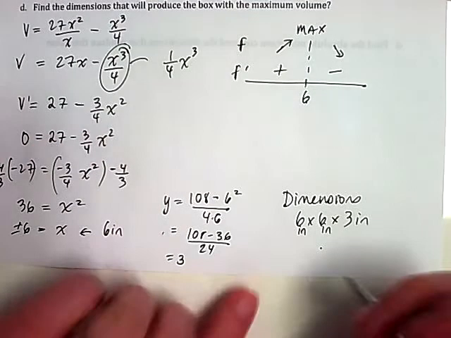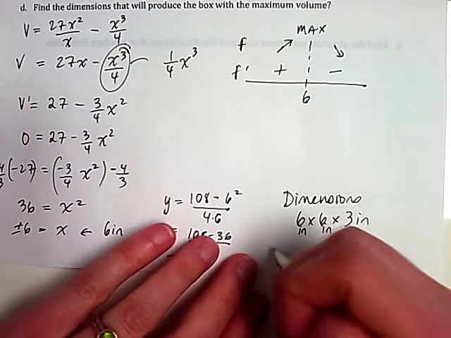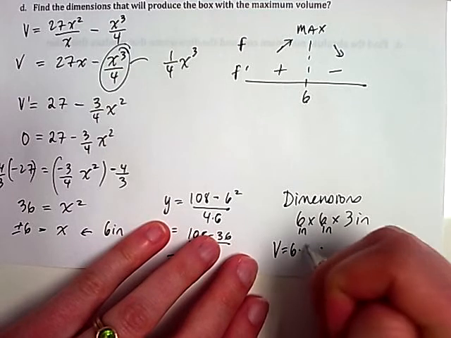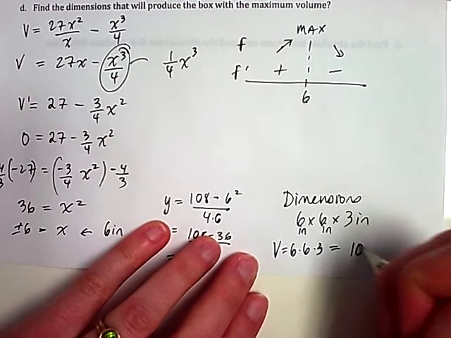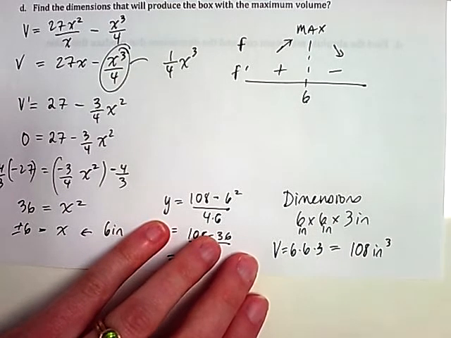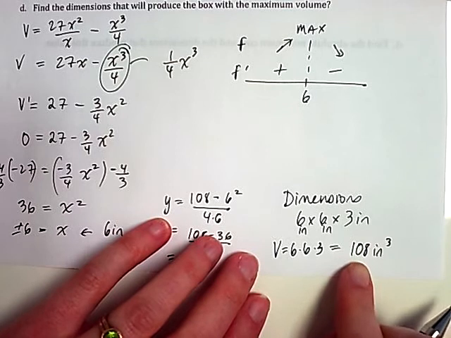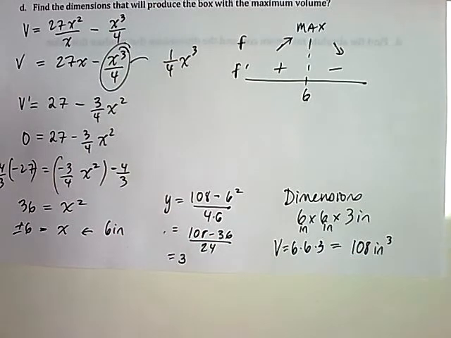If I was interested to know what the maximum volume actually is, it doesn't ask me, but I could just do 6 times 6 times 3. That ends up being 108 inches cubed, which is interesting because that's the same thing as the surface area, but I believe that is just a coincidence.